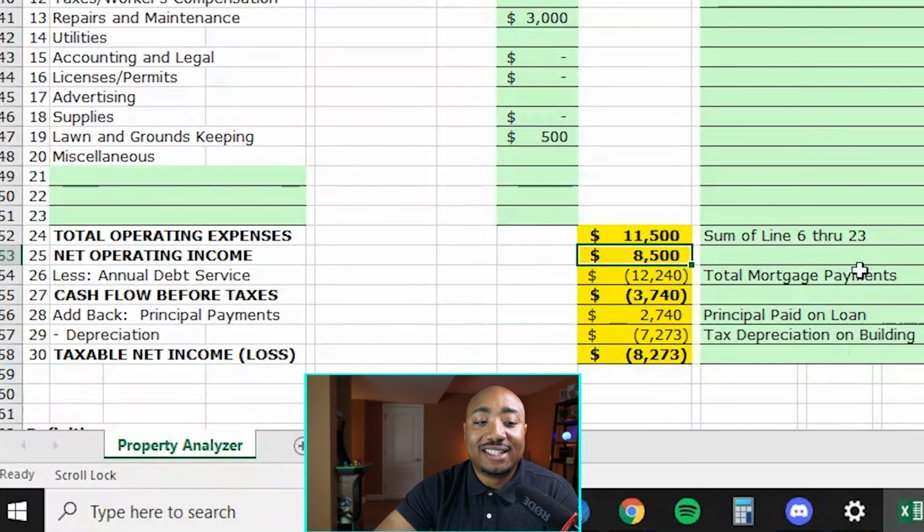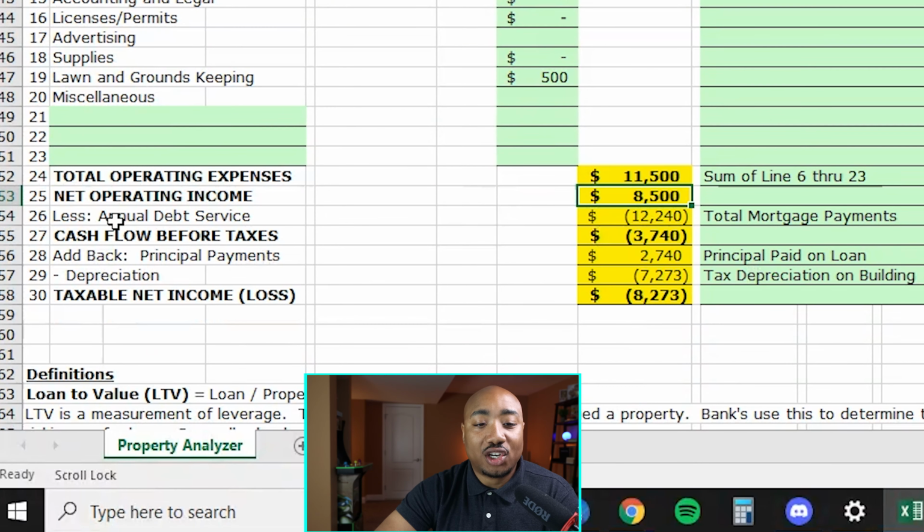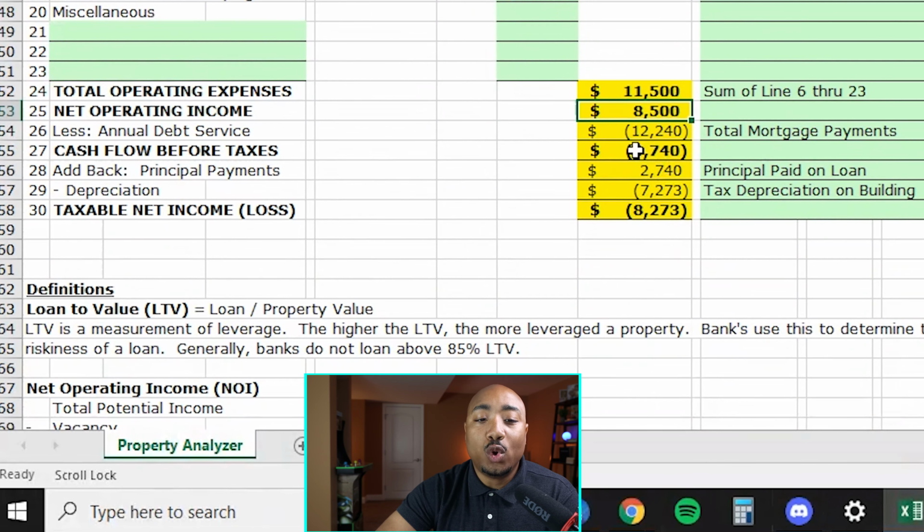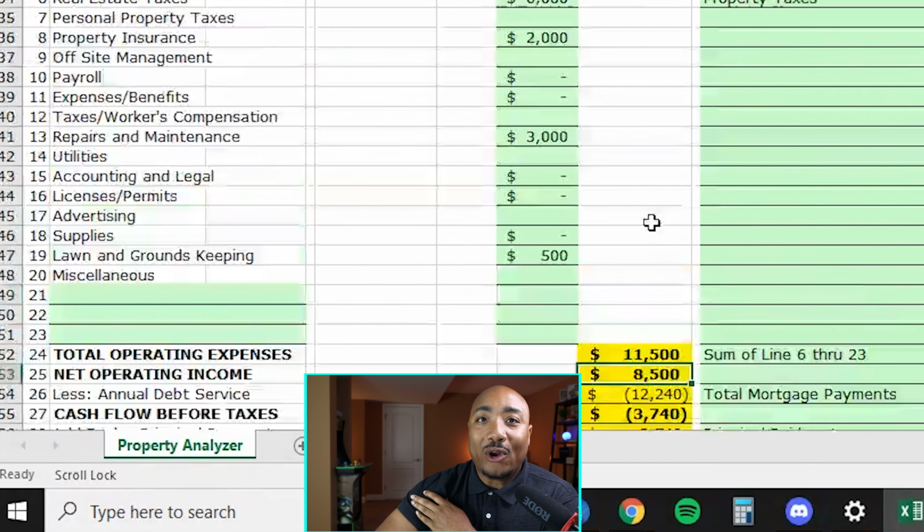So we look at this and it says less annual debt service. That's the total amount of money that you're going to be spending when it comes to the mortgage annually. And that number is $12,240. The parentheses are around it because it's a negative number. It's an expense. And if you subtract that from the $8,500 that you're going to be netting, you will be losing $3,740 a year doing this property. Now, does that make it worth it?